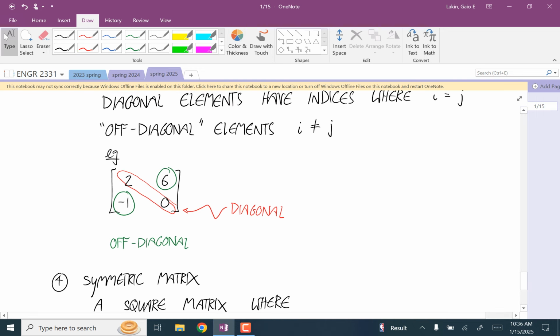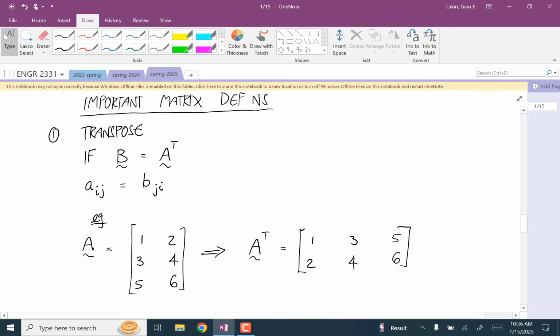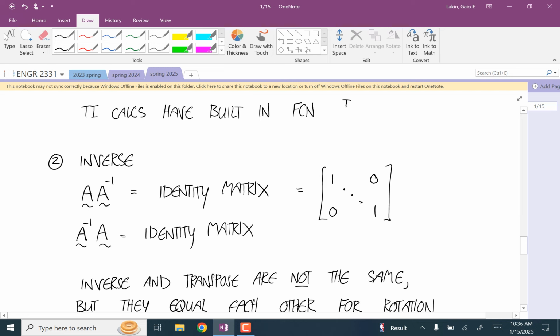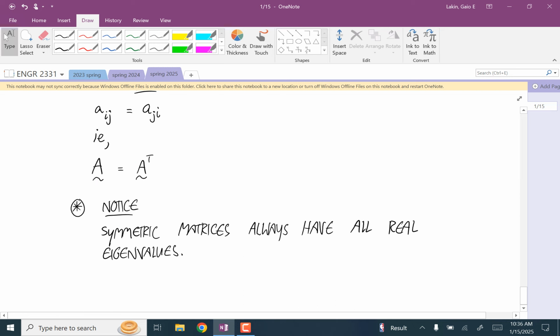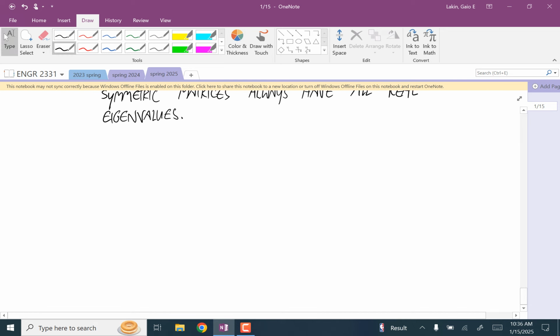All right, so anybody have any questions about this run through matrix definitions? So now we have to talk about what matrix multiplication is, how to do matrix multiplication.